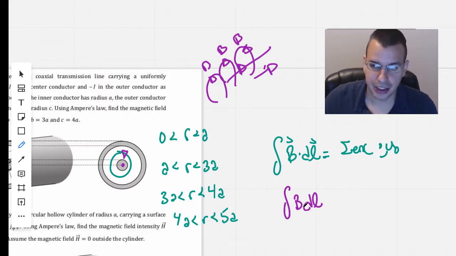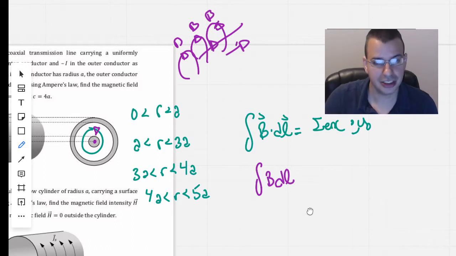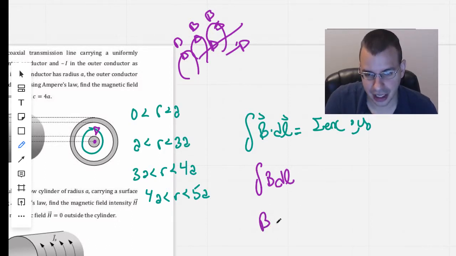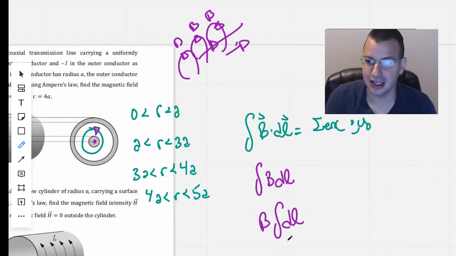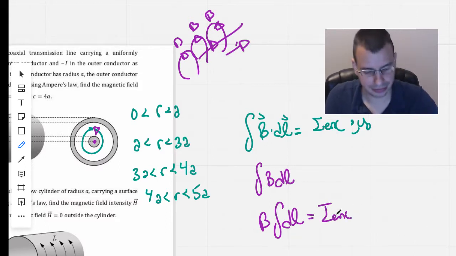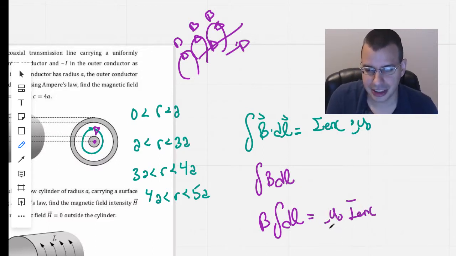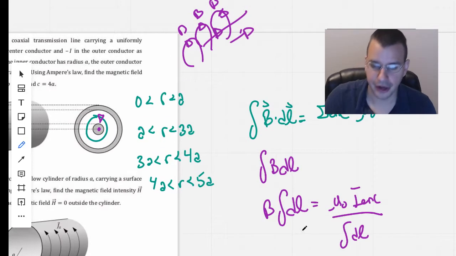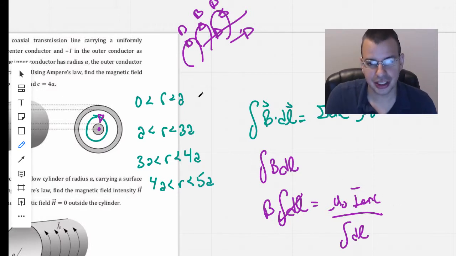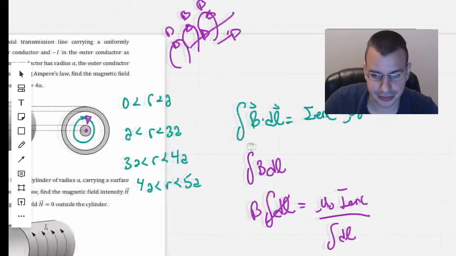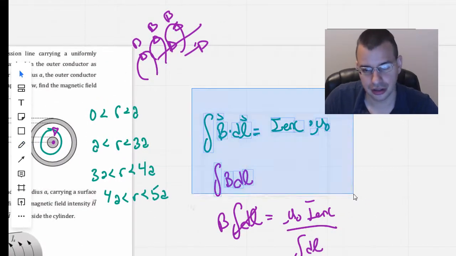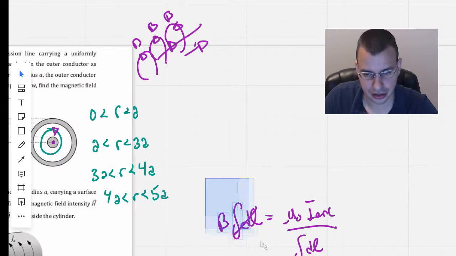And since the magnetic field B will be the same at the same radius the whole time, we can factor it out. And so now this is just the circumference of our circle equals mu naught first, then I enclosed, all over the integral of dl. Oh, I divided by the integral of dl. So now we're just going to look at this for all of these cases right here. So that's the derivation, justification.